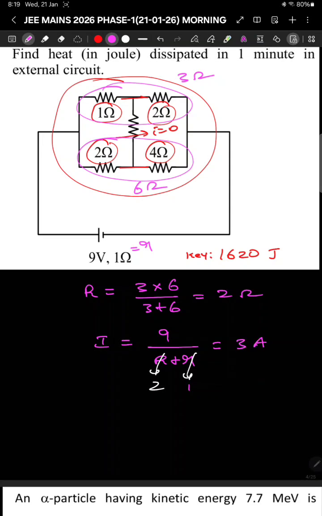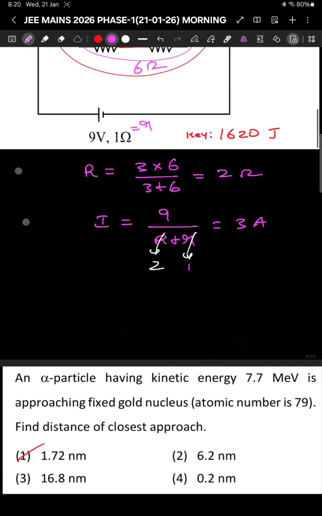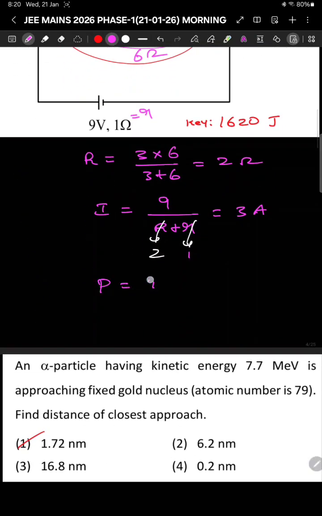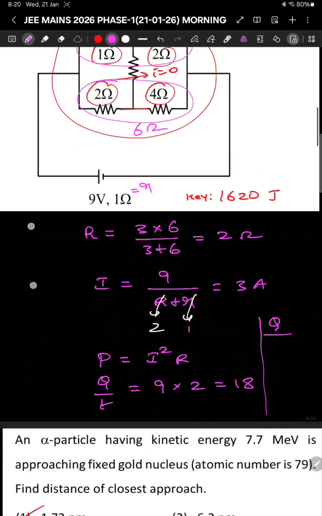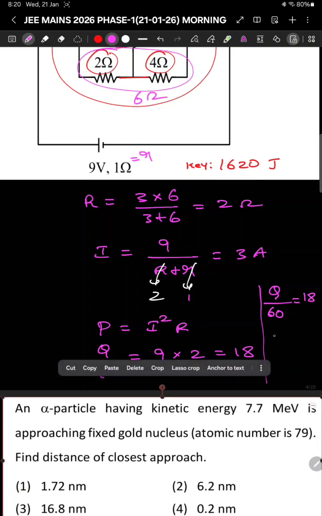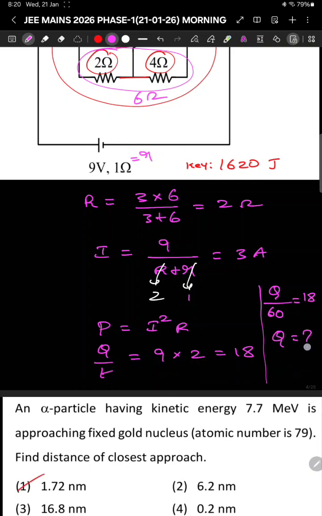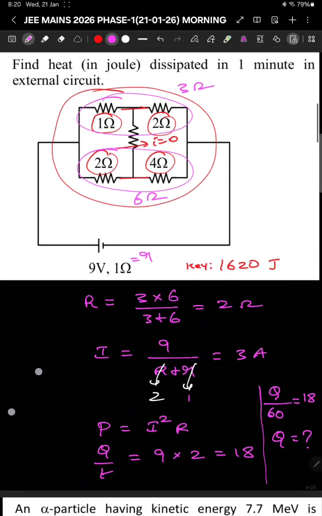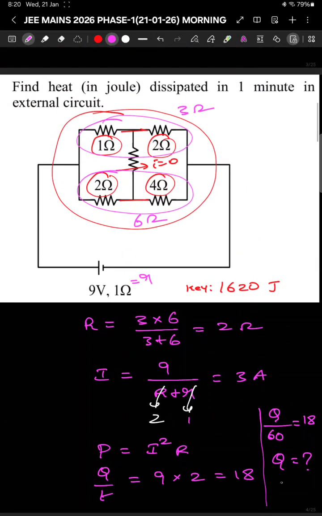Here we are asked to find the power dissipated in 1 minute in the external circuit. The power formula was I squared R. Here I squared means 3 squared, into resistance value 2. It becomes 18. Power formula we know is energy by time. So you are asked to find the energy in the time of 1 minute. 1 minute means 60 seconds, so 18 equals Q by 60. Bring that 60 to this side and you can find the Q value. You are asked to find the heat energy dissipated in 1 minute, the Q value.